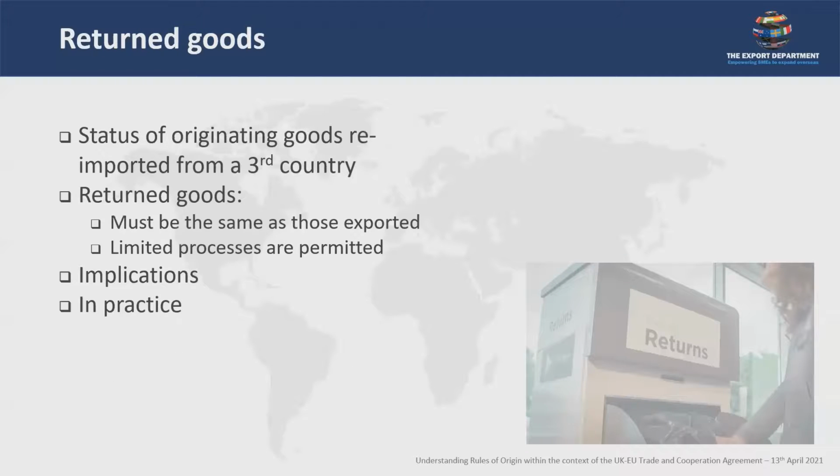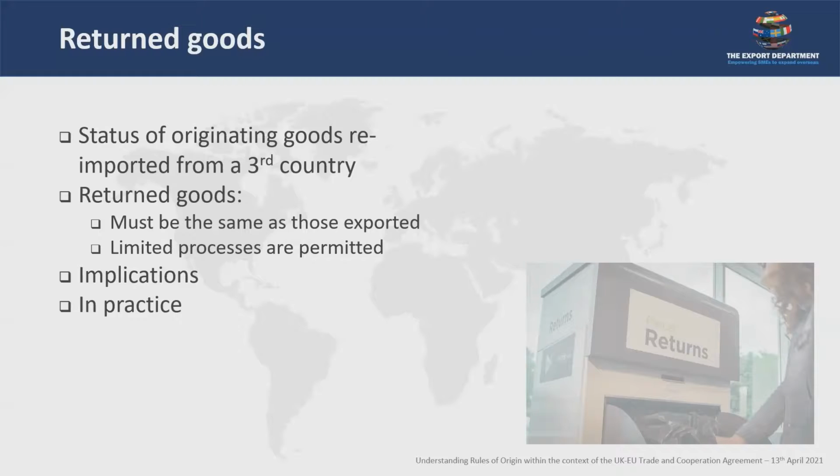Returned goods, this is an interesting one. So UK origin goods that are exported to the EU and then are re-imported back into the UK without any form of processing to confer EU origin would, by default, attract a third country duty on re-import back into the UK because they'll be deemed as non-originating. So we have to prove that they are returned goods, if you like.